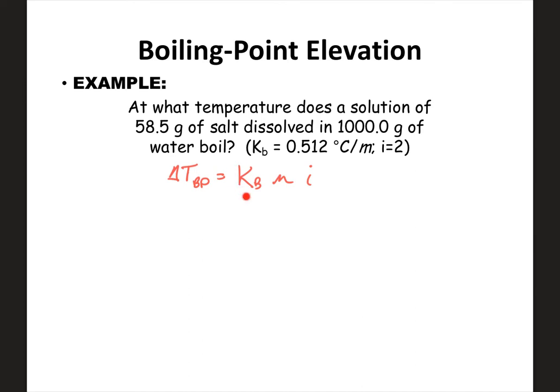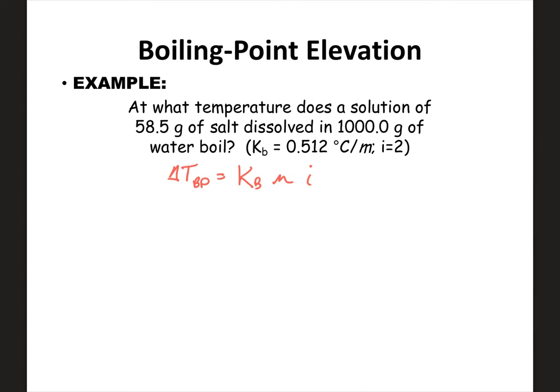Kb was given. They did not give me the molality, so it looks like I'm going to have to find that, and we know I. So in order to find this change in temperature of the boiling point, I need to find the molality. Well, we know molality is moles of the solute per kilogram of solvent. They gave me the grams of the salt. That's the solute. Again, you have to identify the solute and solvent here. They gave me the grams of water. That's the solvent. All right, so I need the moles of the solute.